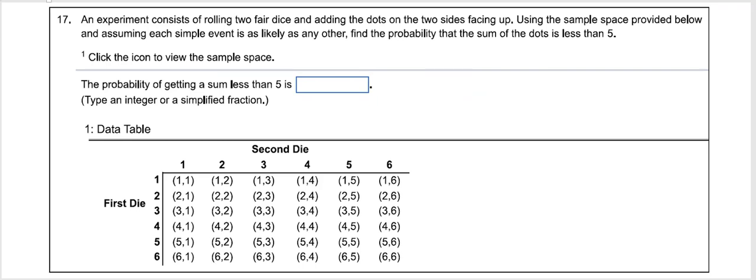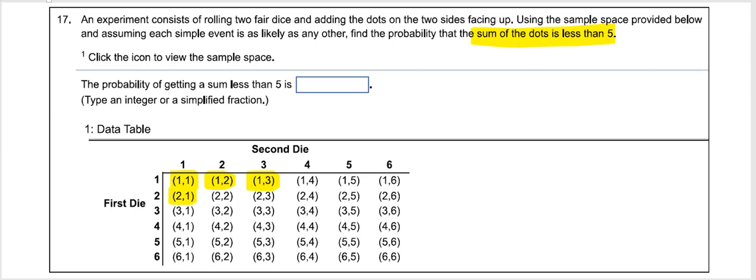Number 17. An experiment consists of rolling 2 fair dice and adding the dots on the 2 sides facing up. Using the sample space provided below, and assuming each simple event is as likely as the other, find the probability that the sum of the dots is less than 5. Okay, the sum is less than 5. 1, 1 would work. 1, 2. 1, 3. 1 plus 4 is 5, so that won't work. Nor will any of the others in that row.